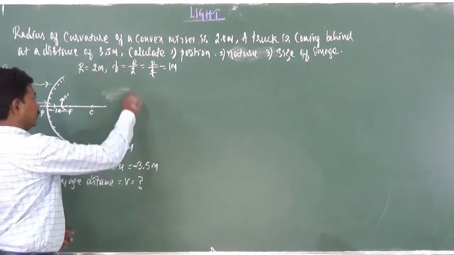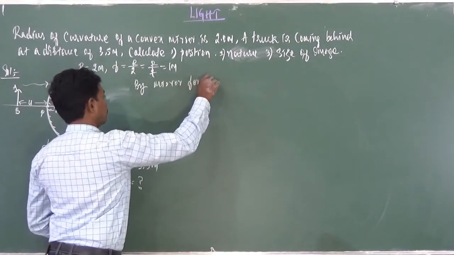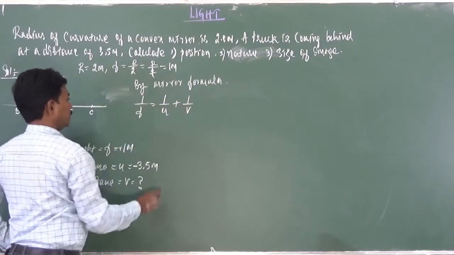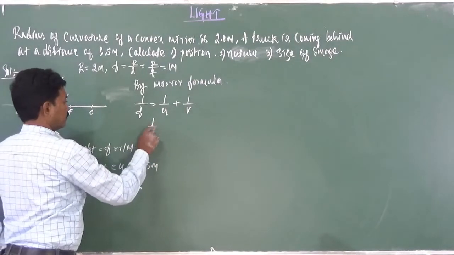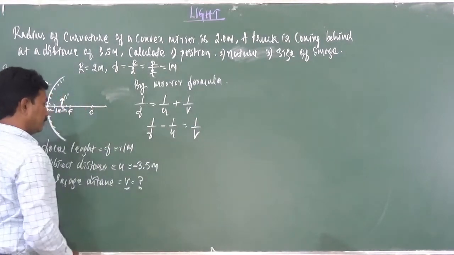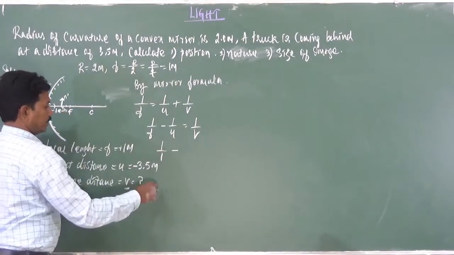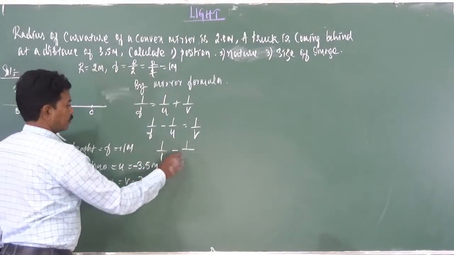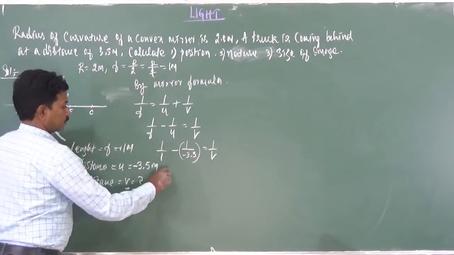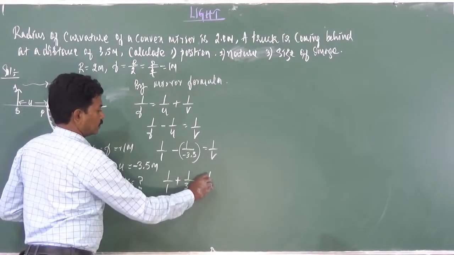So by using the mirror formula we will calculate. By the mirror formula, 1 by F is equal to 1 by U plus 1 by V. So we have to calculate V. Therefore 1 by F minus 1 by U is equal to 1 by V. F is 1, so 1 by 1 minus 1 by U, where U is minus 3.5, keep it inside brackets, is equal to 1 by V. So 1 by 1, minus into minus is plus, 1 by 3.5 is equal to 1 by V.